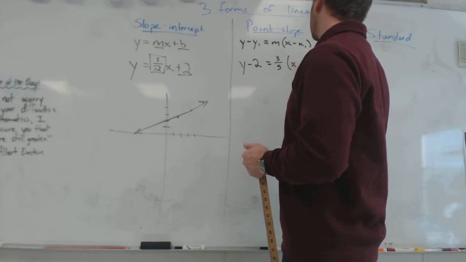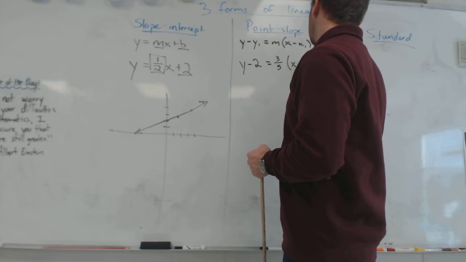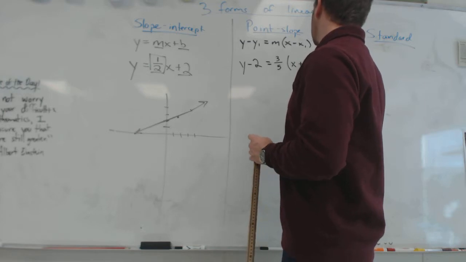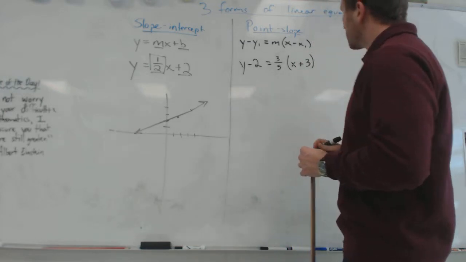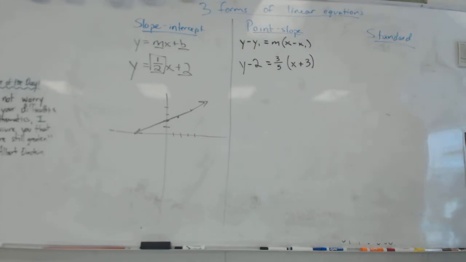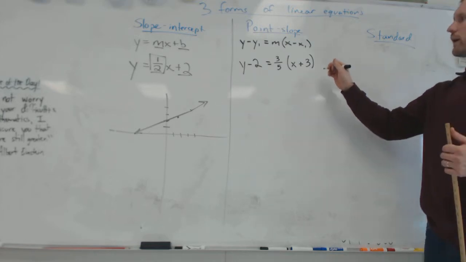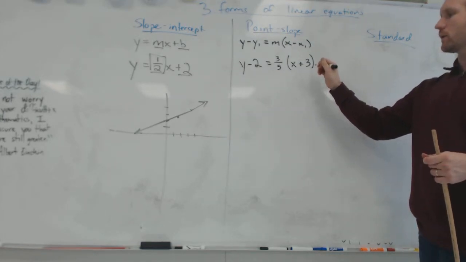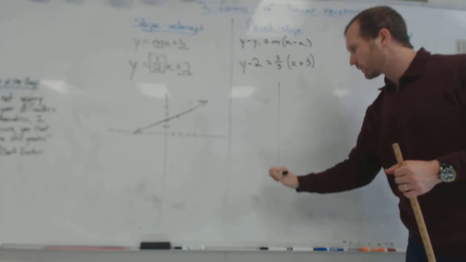Let's do x. Wait, so where did the one go? So this is what's going to happen with this form of the line. You're going to use the point to start your graph. Okay?